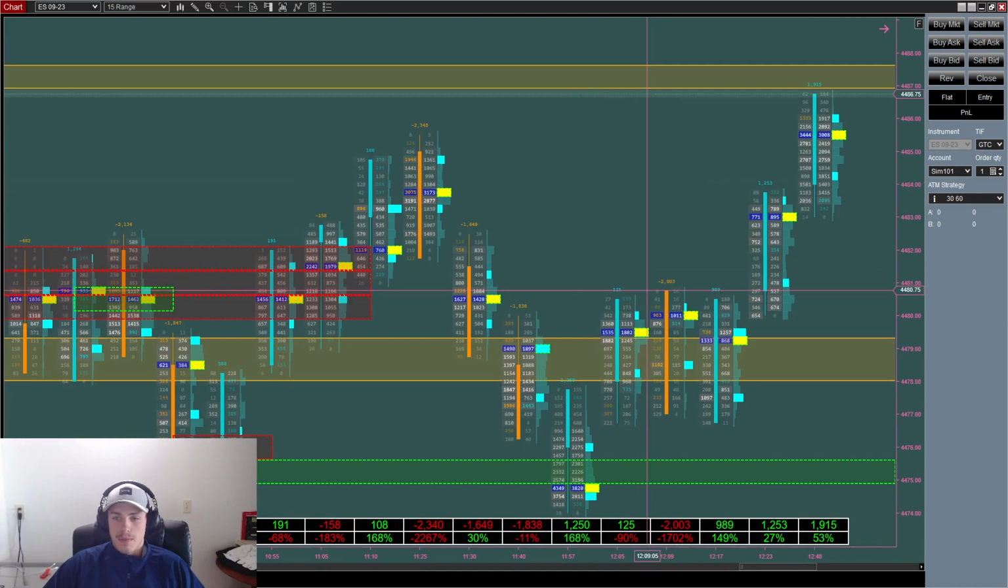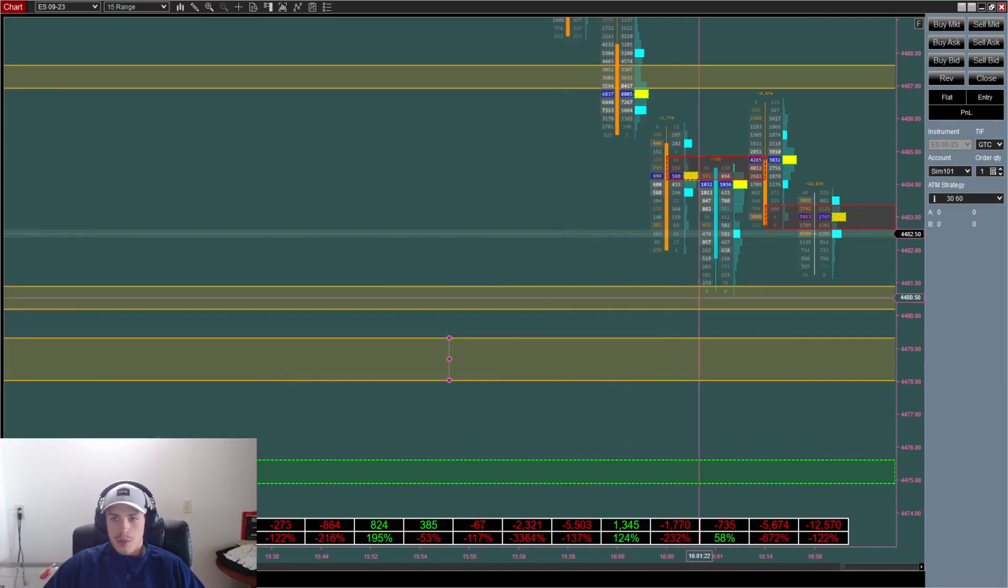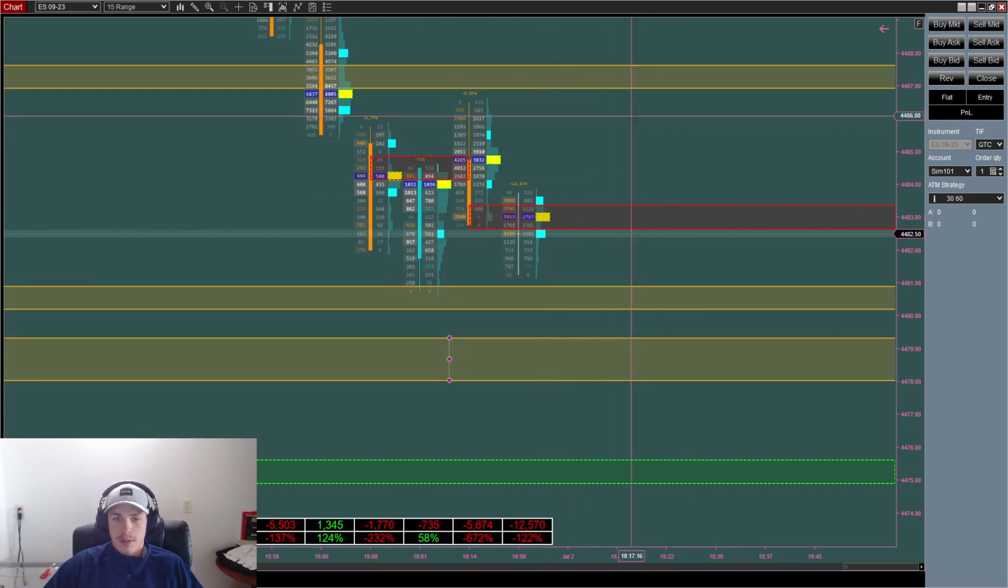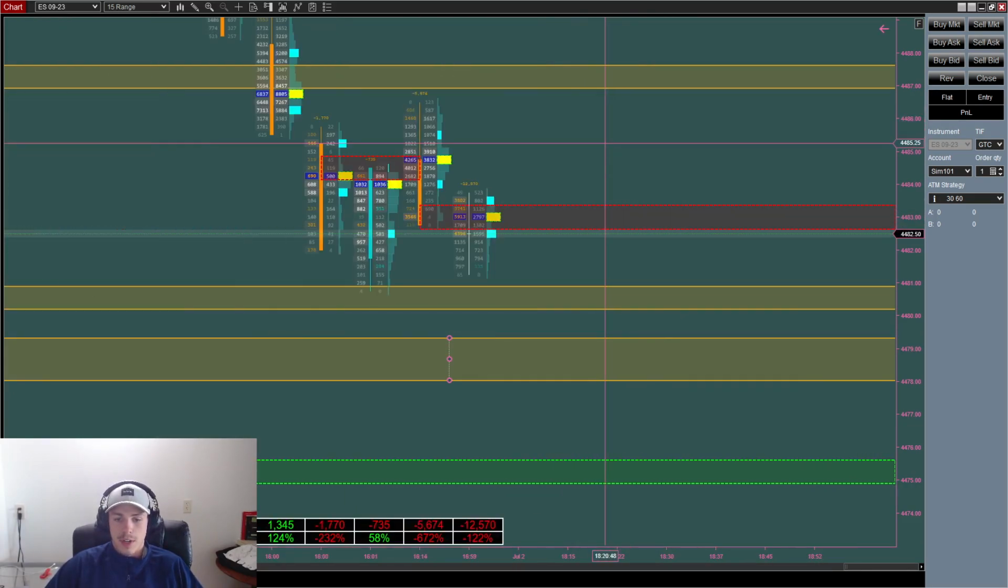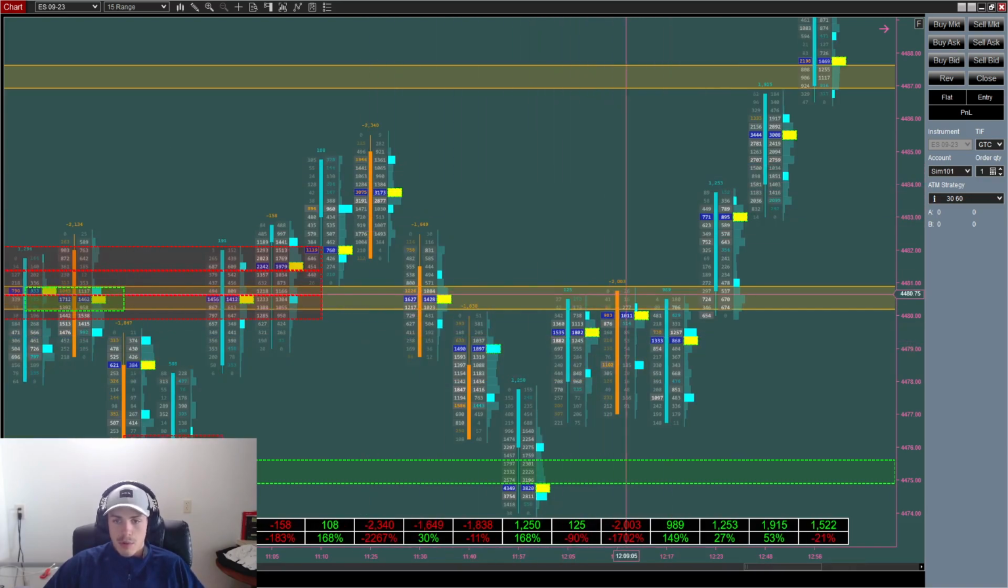And then you can see here, once we broke out of this range, right? You can see there's kind of a range right here at the top. Broke through that really strong delta, flip that to trend mode.